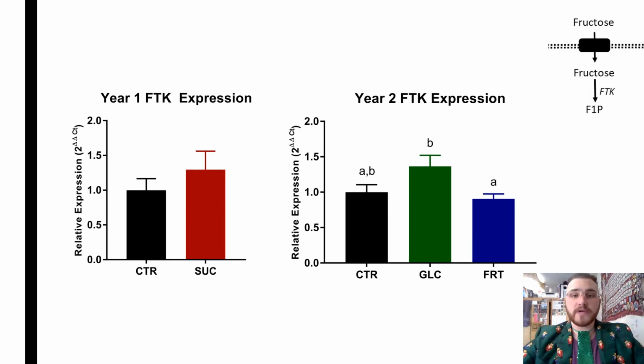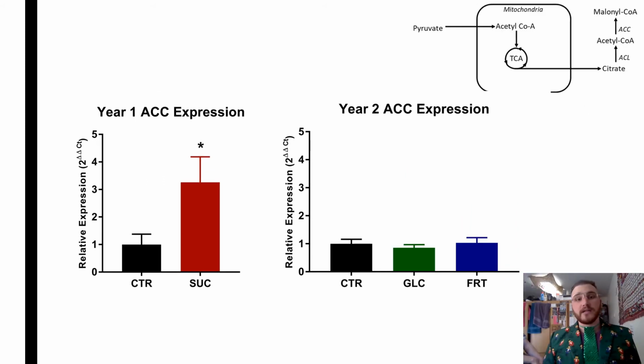Next, we see that fructokinase is not significantly different between any of the mouse cohorts and their respective controls. However, there is a significant increase in FTK gene expression in the glucose mice in comparison to the fructose mice. Finally, we found a significant upregulation in acetyl-CoA carboxylase in the sucrose mice in comparison to the control. However, there is no significant upregulation in any of the other mouse populations.